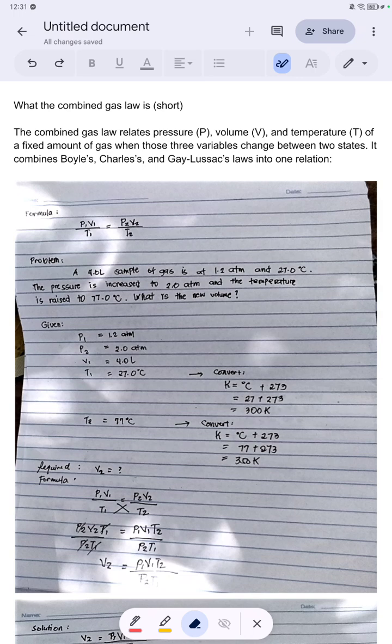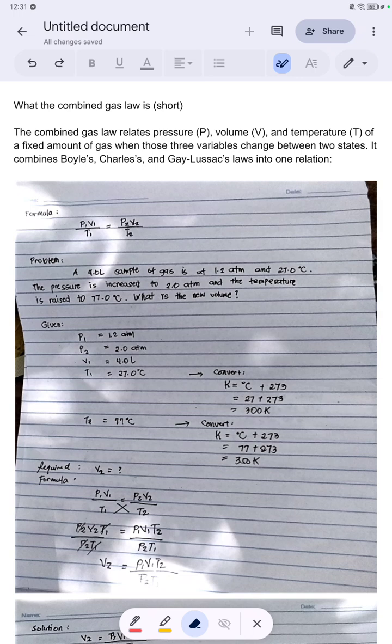I am here to discuss the combined gas law. The combined gas law relates pressure, volume, and temperature of a fixed amount of gas, and those three variables change between two states. It combines Boyle's, Charles's, and Gay-Lussac's laws into one relation.